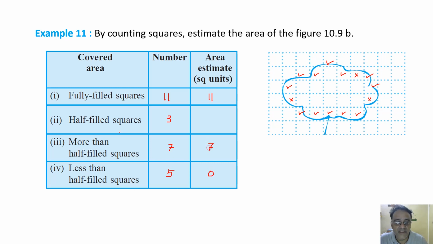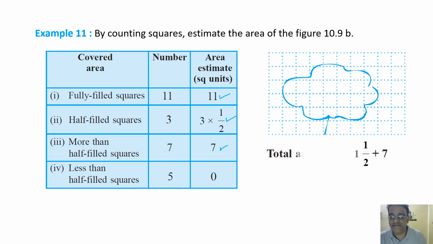and half filled squares 3 का half, so 3 into half, right. अब ये 11 plus this will be 1 and half, okay, 1 and half. फर्स्ट वाला 11 आया था, उसके बाद ये 3 into half and this is 0. Now the total area will be 11 plus 1 and half plus 7 plus 0. ठीक है, 19 and a half. Yes, 11 plus 1 is 12, plus 7 is 19 and a half square units.